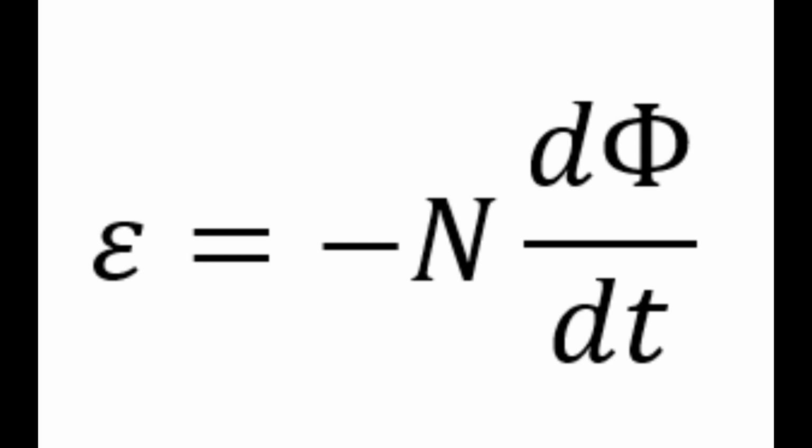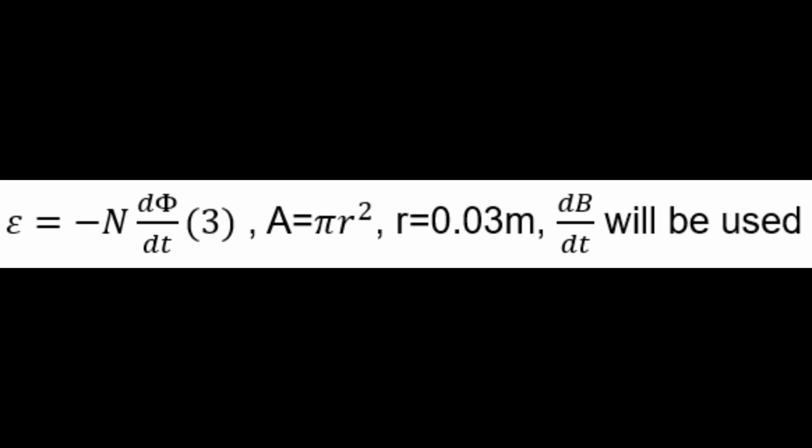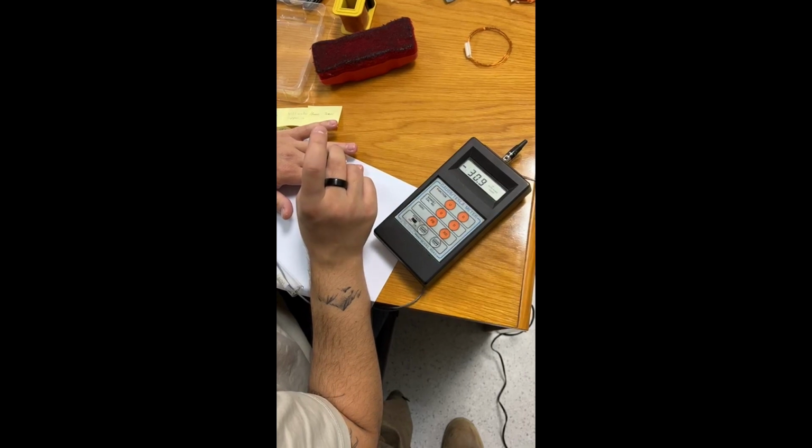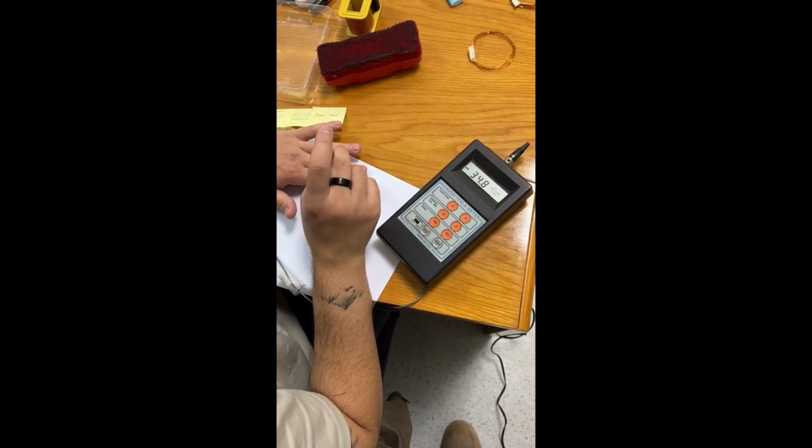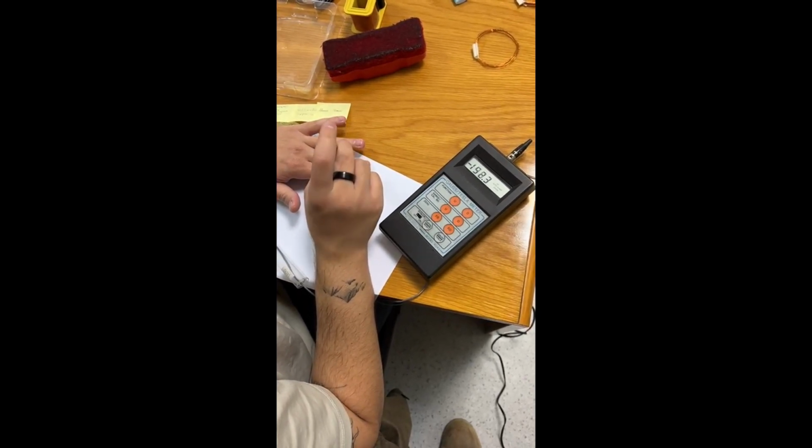Therefore, induced EMF is directly proportional to the number of turns and the magnetic flux. The minus sign implies direction. These following formulas will be used during the experiment. In order to measure dB over dt, a Gauss meter was used. dB over dt was approximately 130 Tesla. This will be used in the theoretical part.